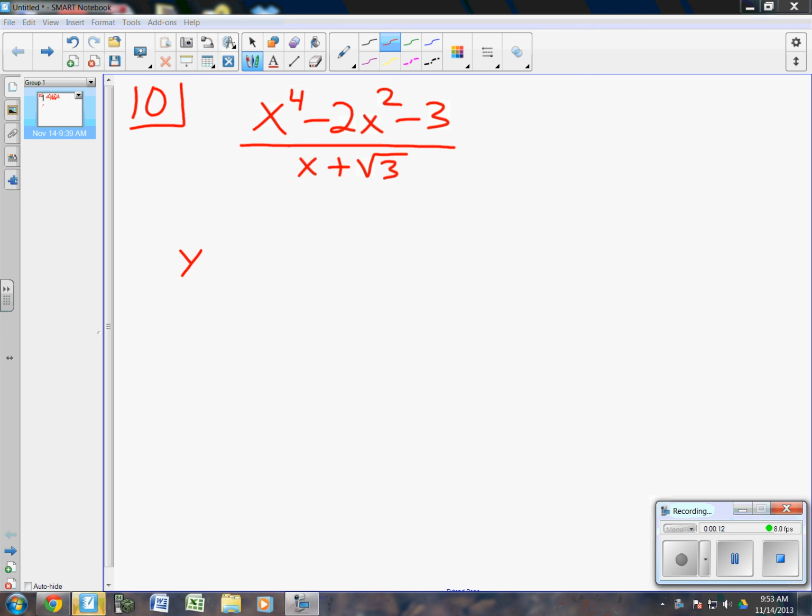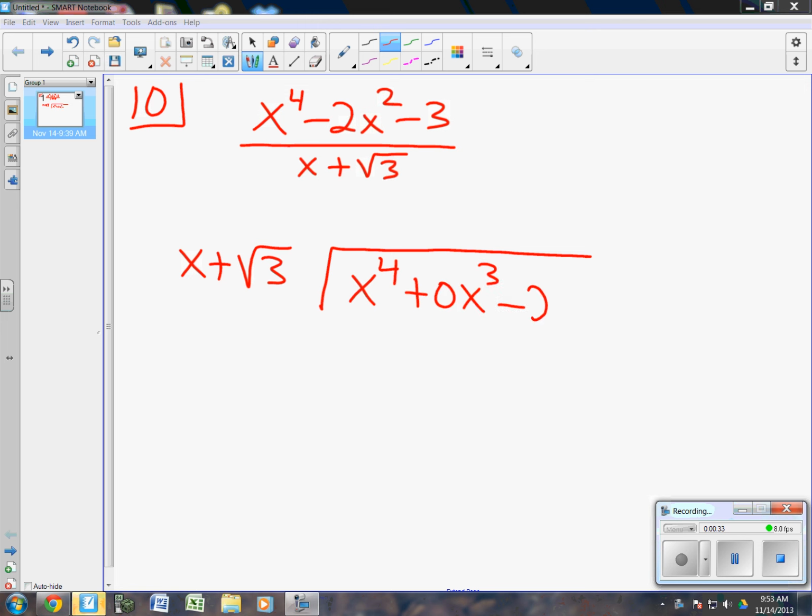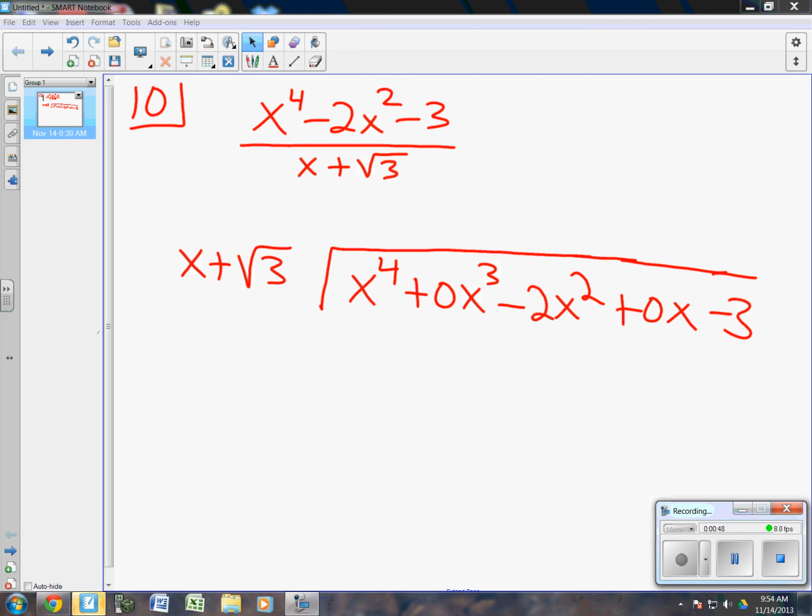So using long division, I divide x plus the square root of 3 into x to the 4th. Now notice, what am I missing right here? I'm missing the x cubed, so what do I do? Yeah, plus 0x cubed minus 2x squared. What else am I missing? Just the x, so plus 0x minus 3. Okay, so that's how I set it up.